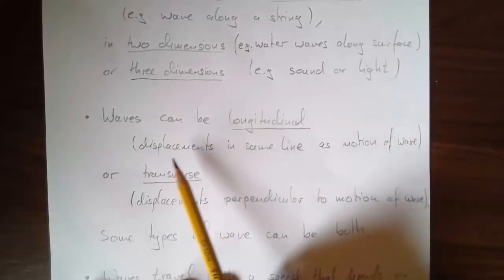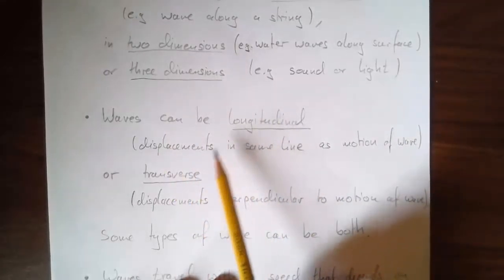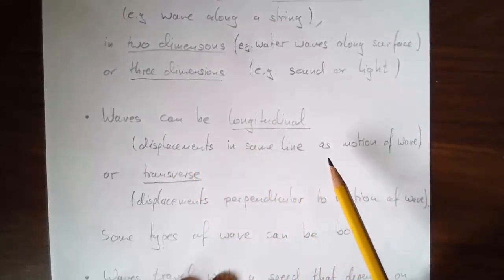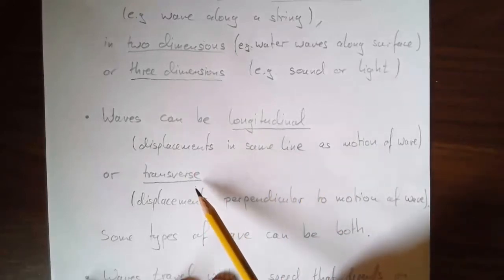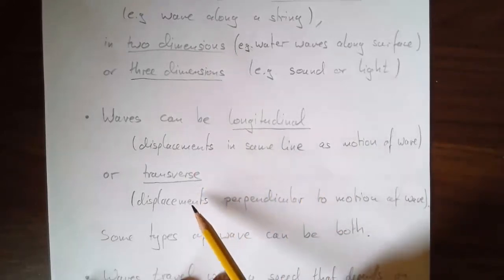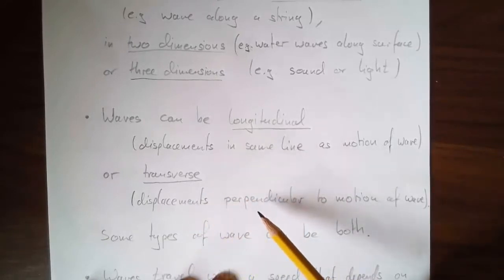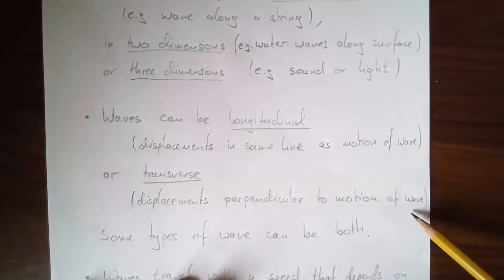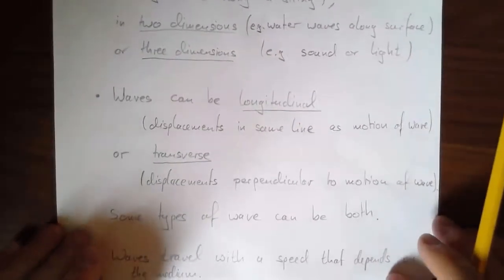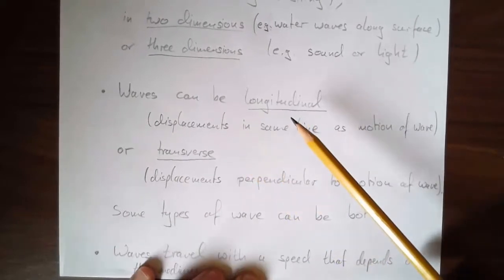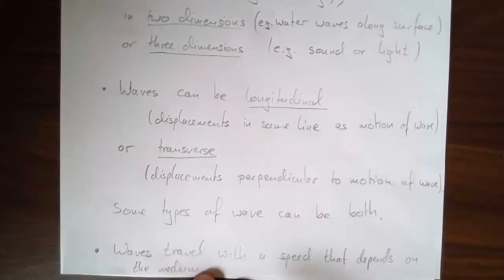Right. The definition is that a wave is longitudinal if the displacement is in the same line as the motion of the wave. It's transverse if the displacement, the pattern that's moving along, the displacement is perpendicular to the direction of motion of that pattern, right, of the wave. This sounds a bit abstract. We'll look at some examples in just a second. Now notice that some types of waves, they can be both transverse and longitudinal. And again, I'll show you some examples of that as well.